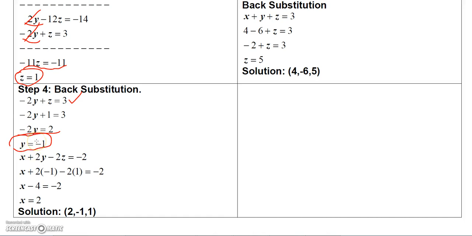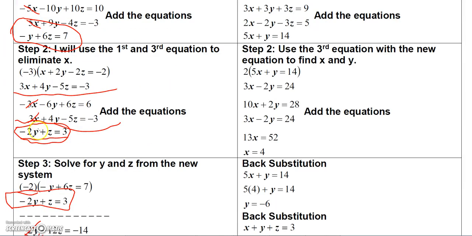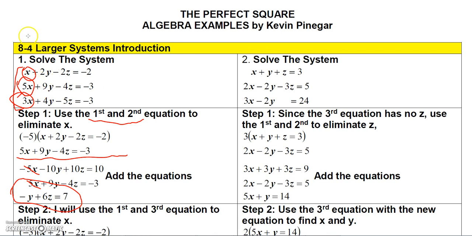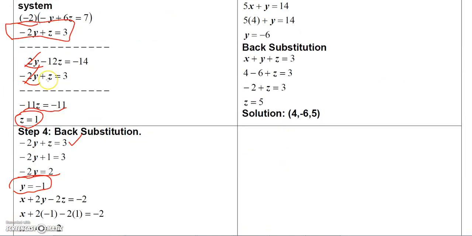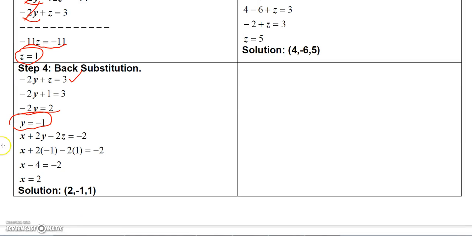Now I've got to go back to one of my original equations. So I'm going to go back way up here and get one of my original equations. So I'm just going to take the first equation here, this one, and that's going to be x plus 2y minus 2z equals 2. And then I can plug in the z value, which is 1 right there for z, and I can plug in the y value I got, which is negative 1 right there.